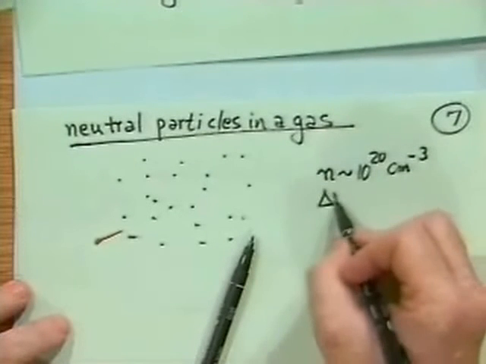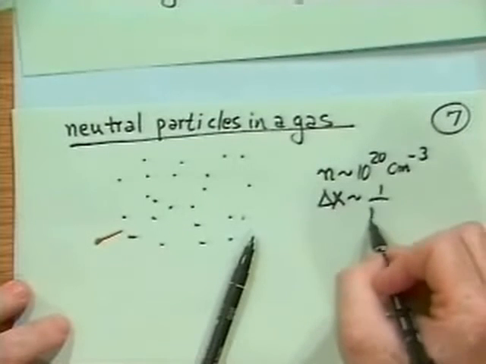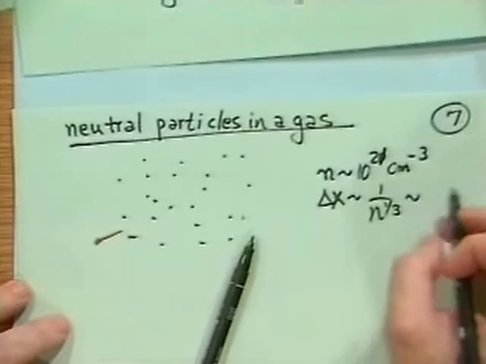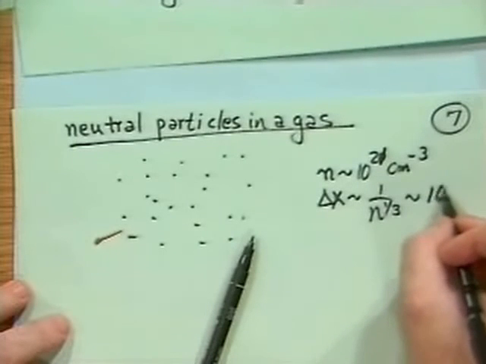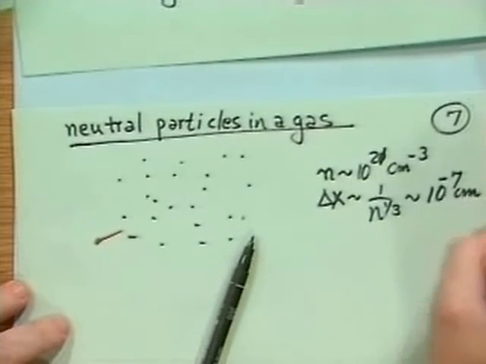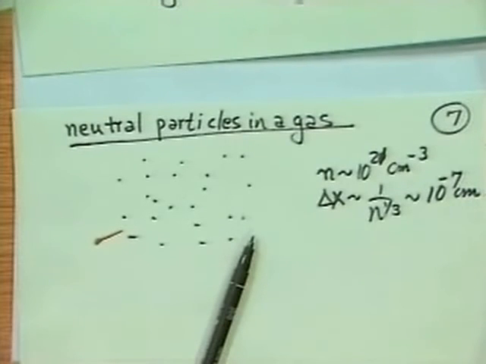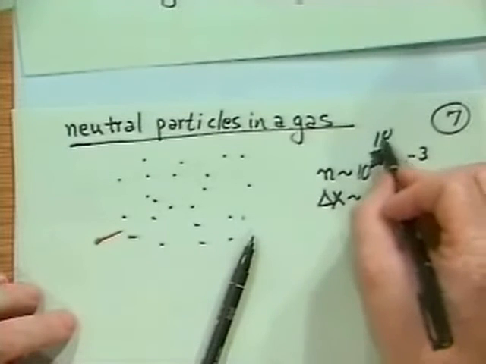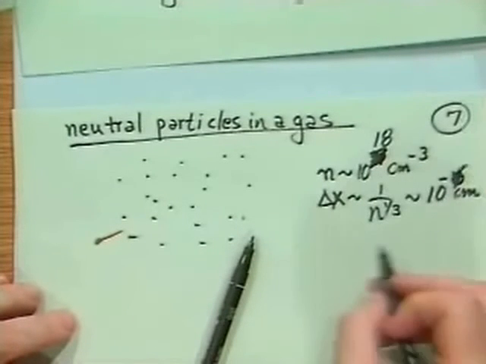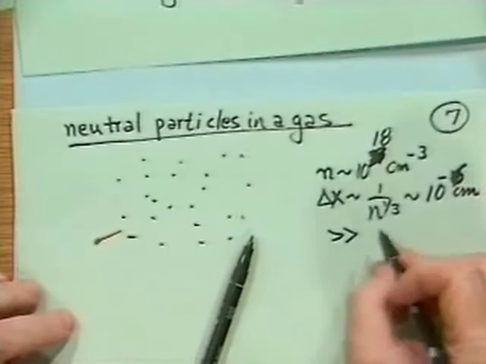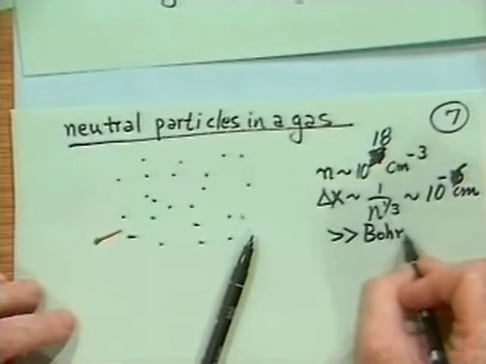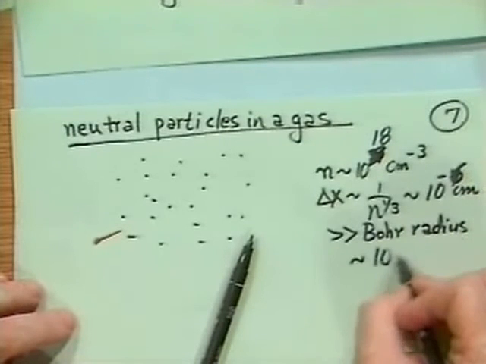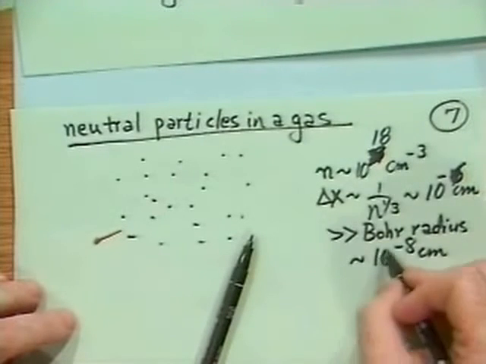And so a typical spacing of neutrals would be 1 over n to the 1/3. So let's make it 21. So this would be on the order of 10 to the minus 7th centimeters. Actually, I'm sorry, it's really more like 19, so let's do it as 18, and then it'll be 10 to the minus 6 centimeters. And that would be much greater than the Bohr radius, a factor of 100 greater than the Bohr radius, which is of order 10 to the minus 8 centimeters.